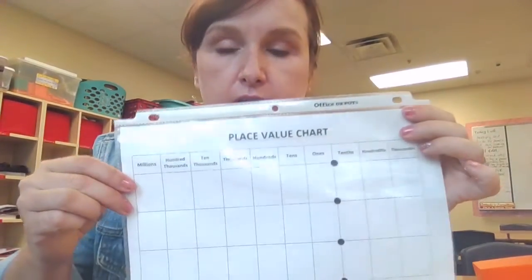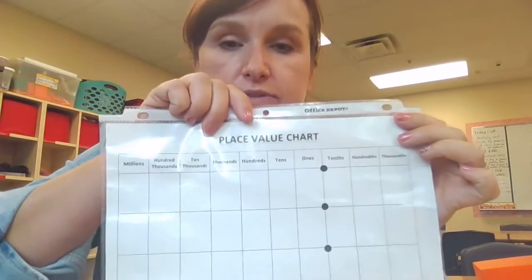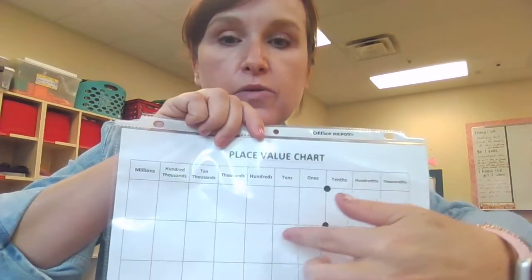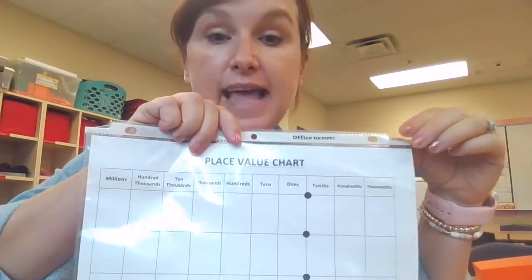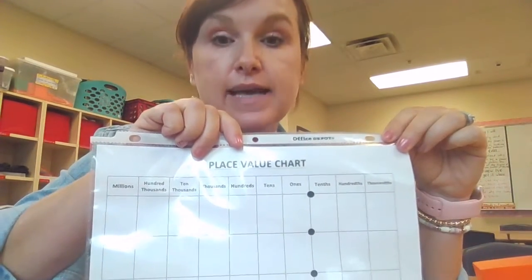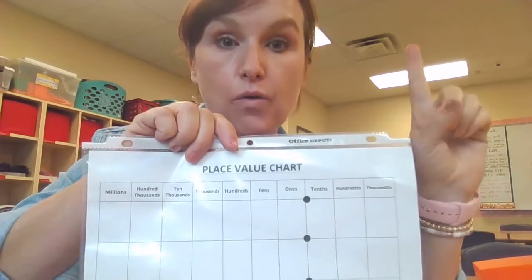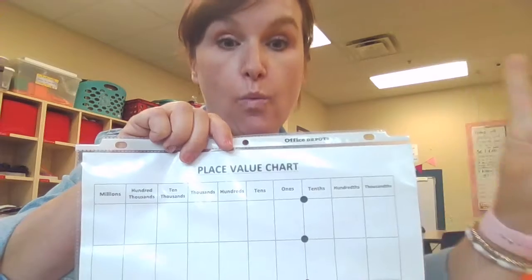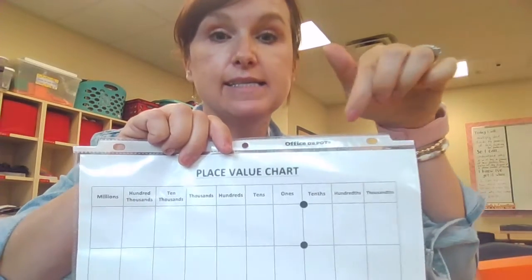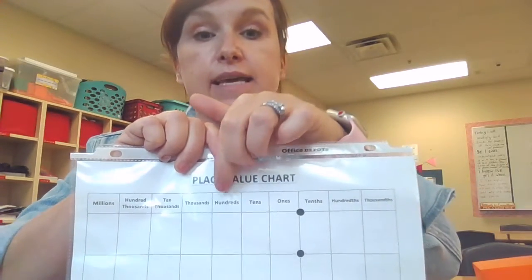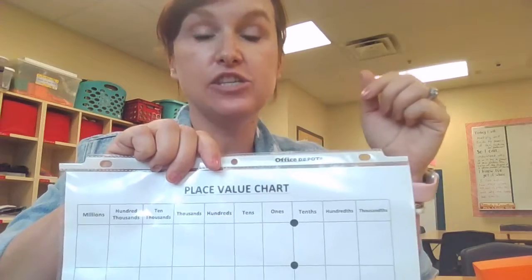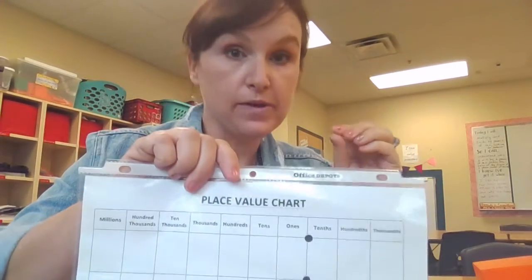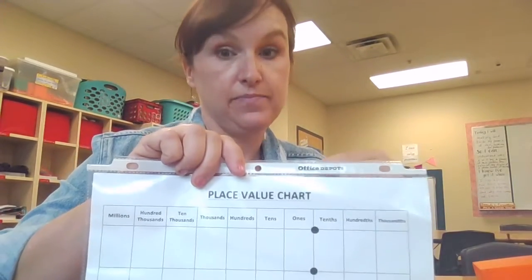Okay, so if you look, each one of these, as we go to the right, it gets 10 times bigger. So it takes 10 ones to make 10. It takes 10 tens to make 100. So it's times 10, times 10, times 10 each time we go one place value to the right.